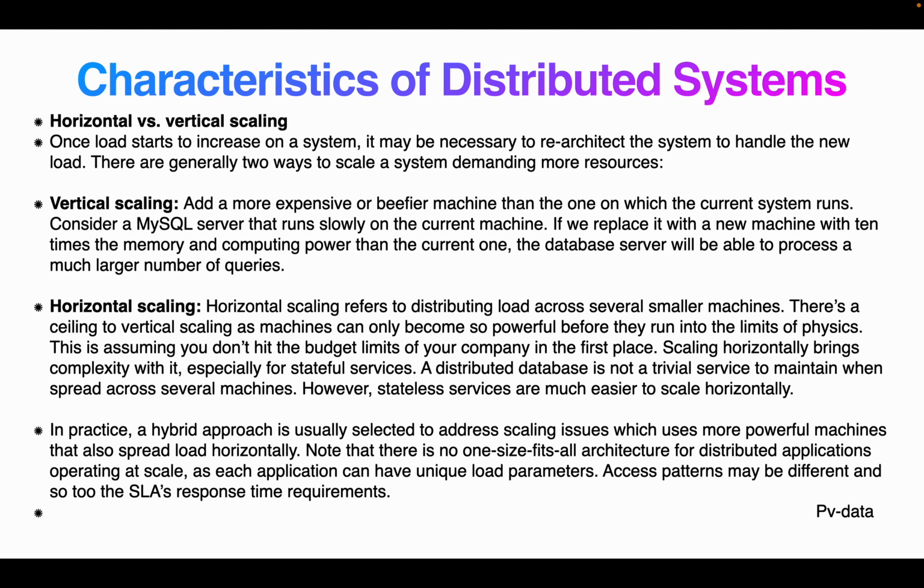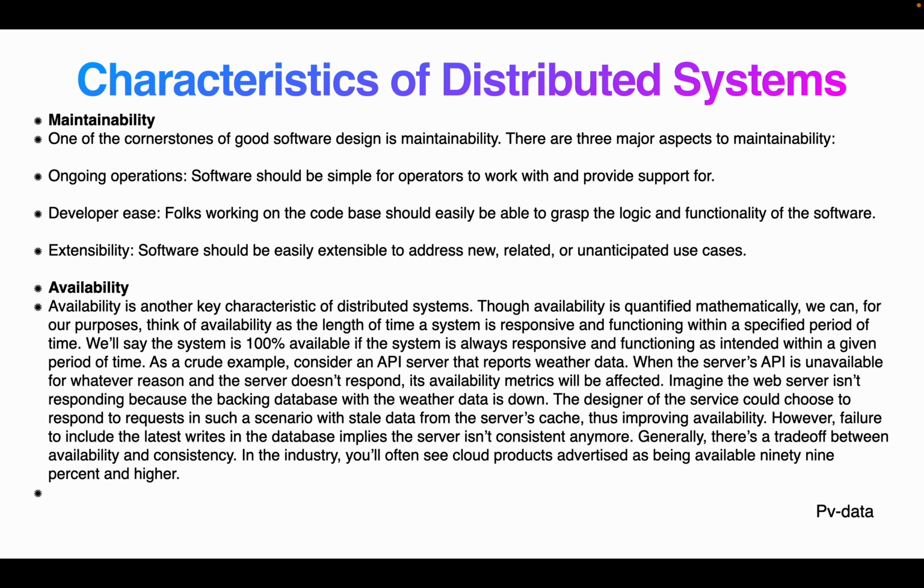So in practice, a hybrid approach is usually selected to address the scaling issue, which uses more powerful machines that also spread load horizontally. Note there is no one-size-fits-all architecture for a distributed application to be scalable. Each application can have unique load parameters, and access parameters may be different, so it depends on the SLA, response time and requirements.